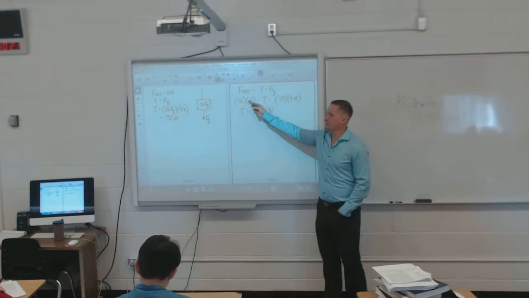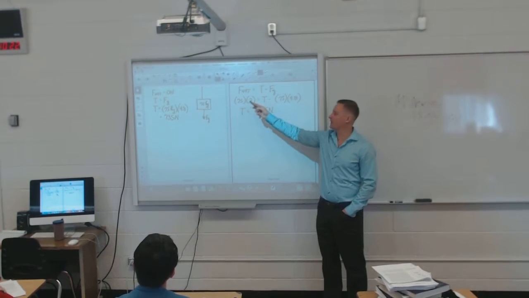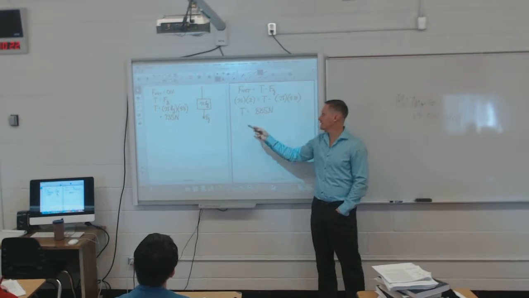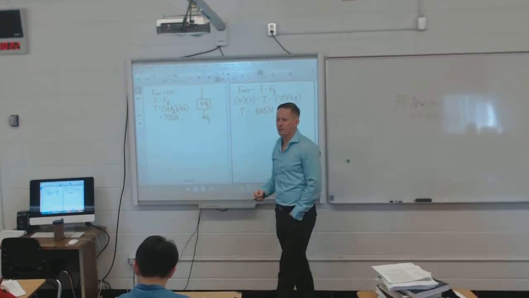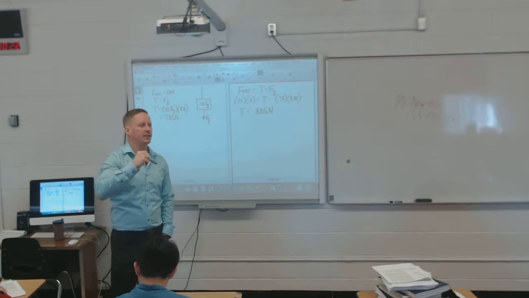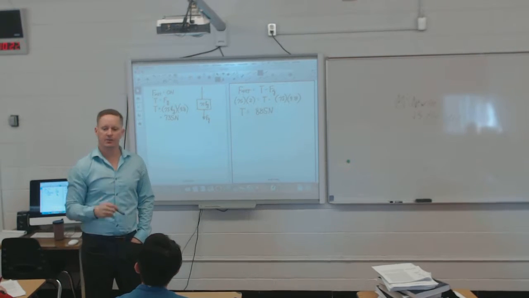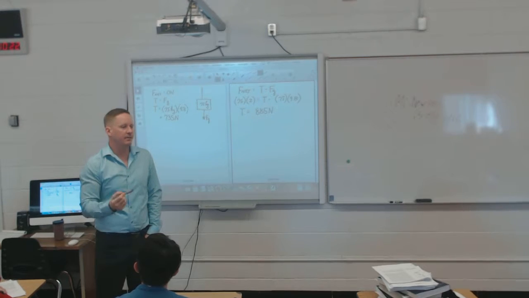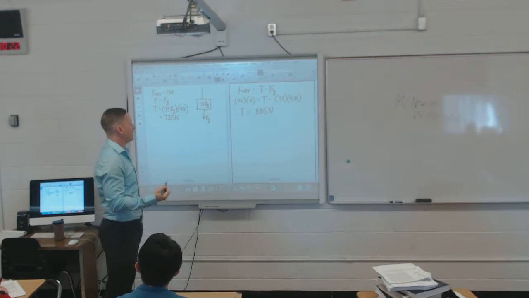Okay, so I just simply 75 times 2 is 150. Add the 735 to that side. The tension has to be greater. So if the elevator is moving up, I understand that the tension in the cable has to be greater than the force of gravity. So that's how I find out whether or not I got it right.